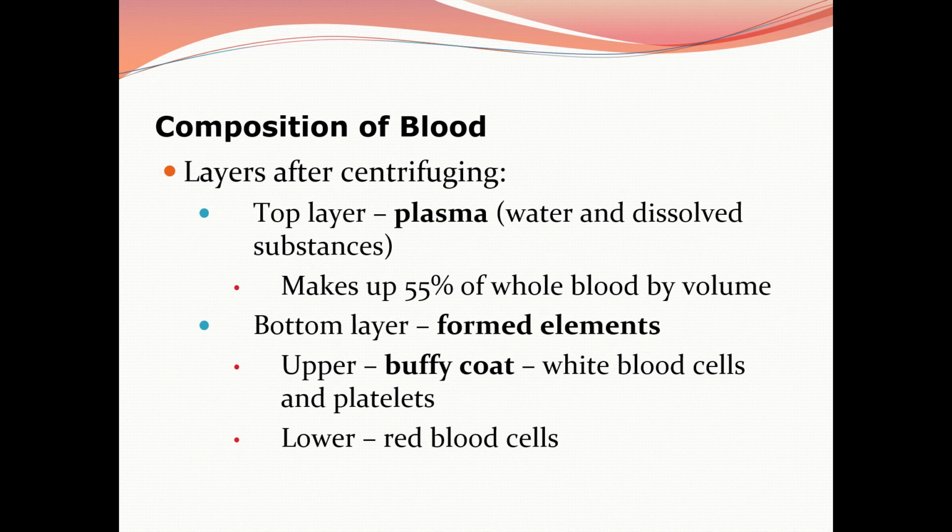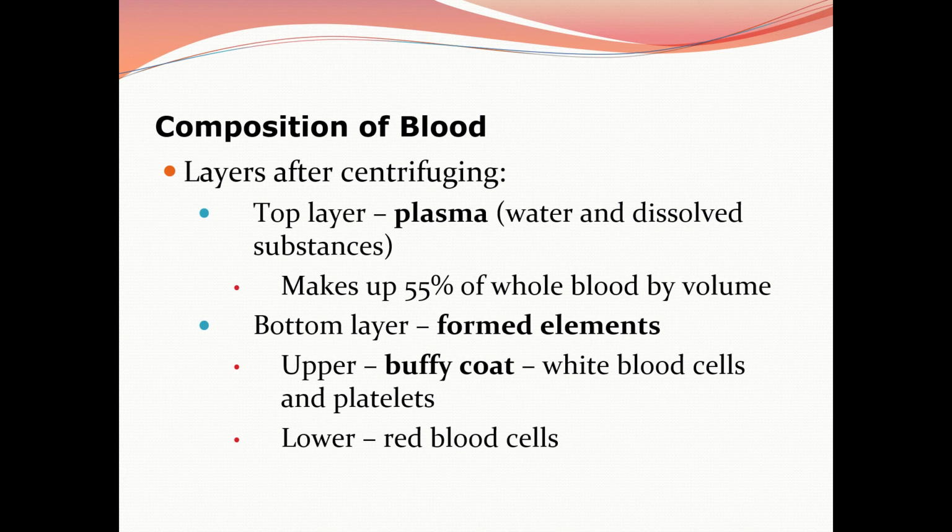The composition of blood consists of layers after it's been put through a centrifuge. The top layer is going to be made of plasma, which has water and dissolved substances. It's the lightest layer, which is why it's on top. And it makes up 55% of the whole blood by volume.